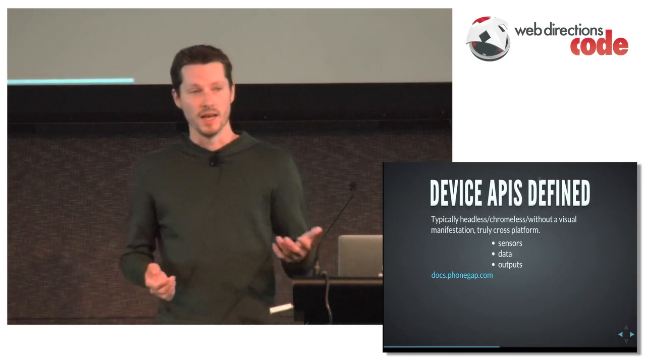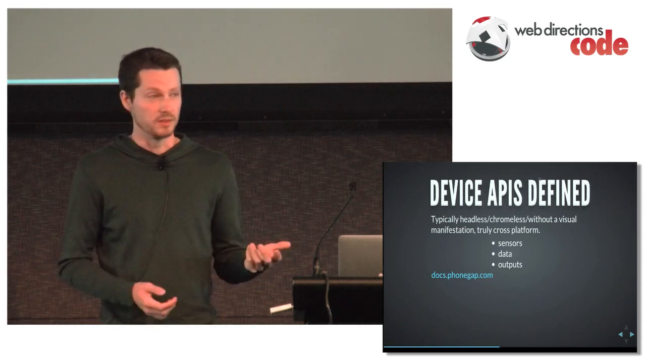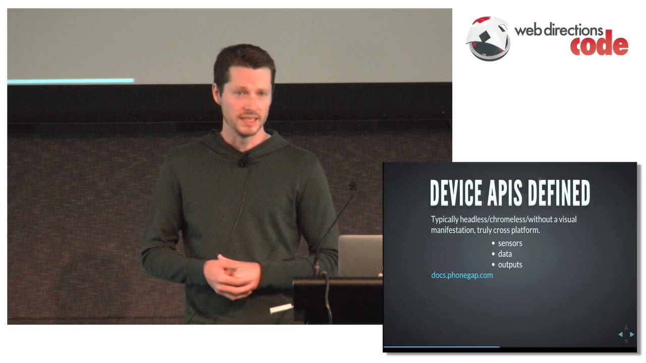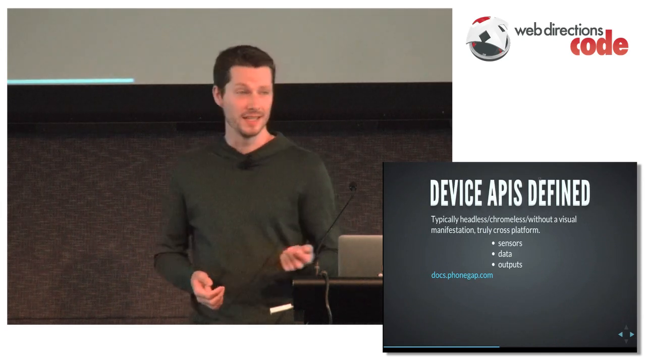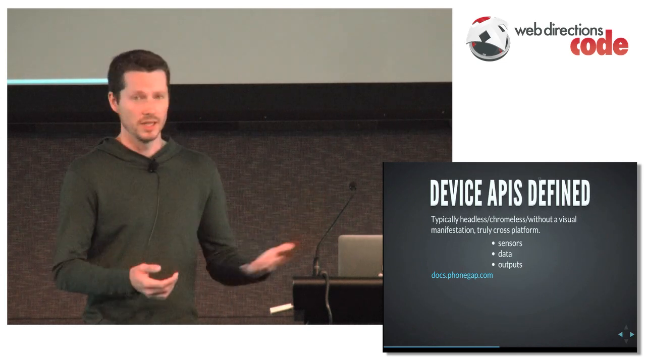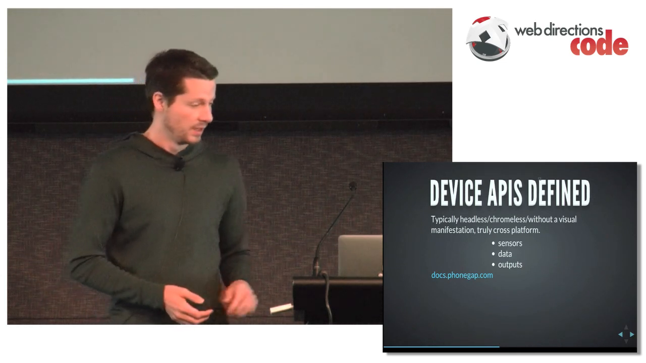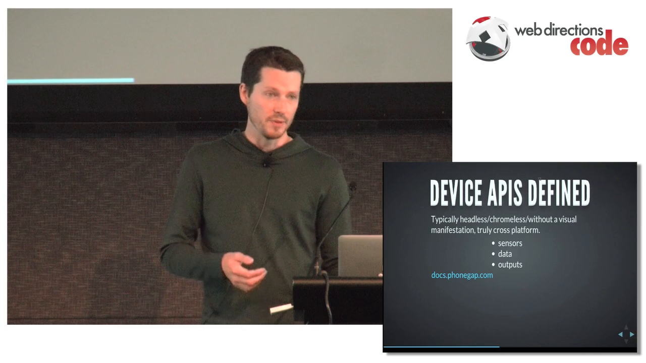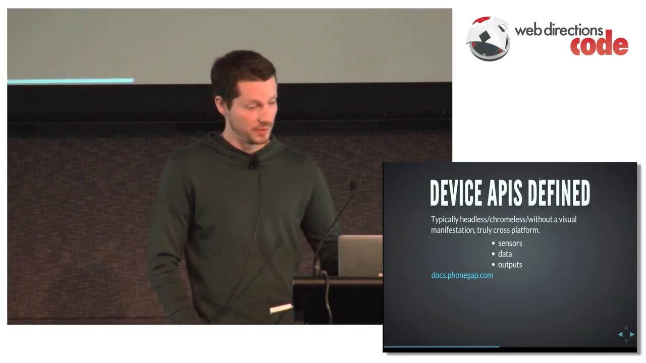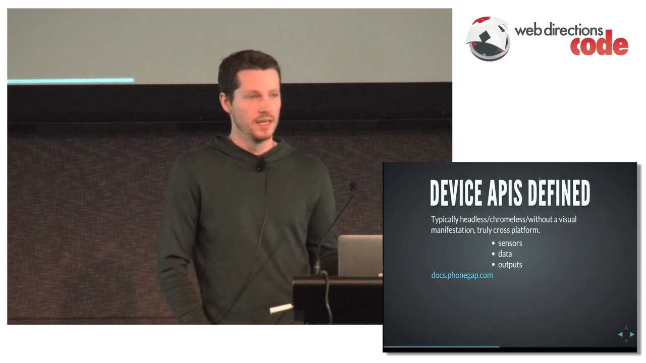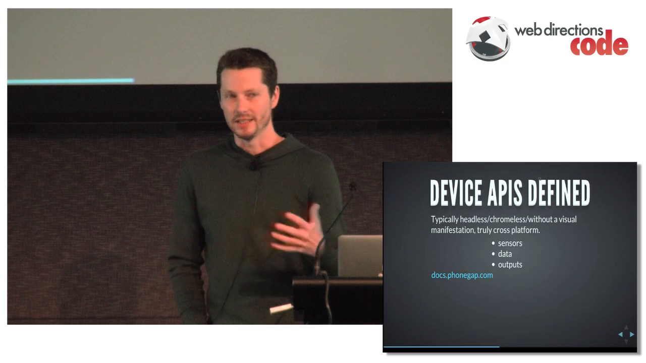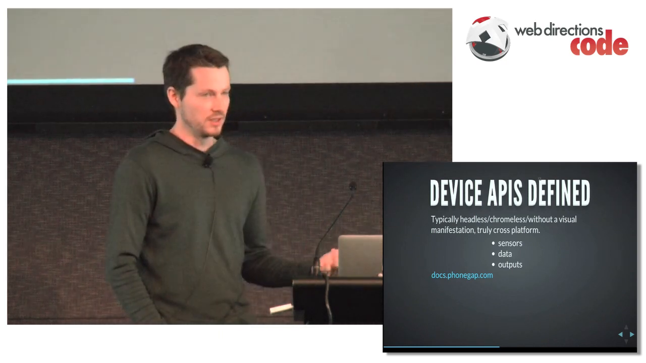Sensors are things that you can measure about your device, so things like geolocation, acceleration, and so on. Data being things like contacts, the file system, and outputs being things that you can outwardly do, like vibrate the device, for example. So for PhoneGap in particular, you can go check out docs.phonegap.com and see our specifications there for all the device APIs, which are more or less based on W3C standards or recommended standards or drafts and so on.